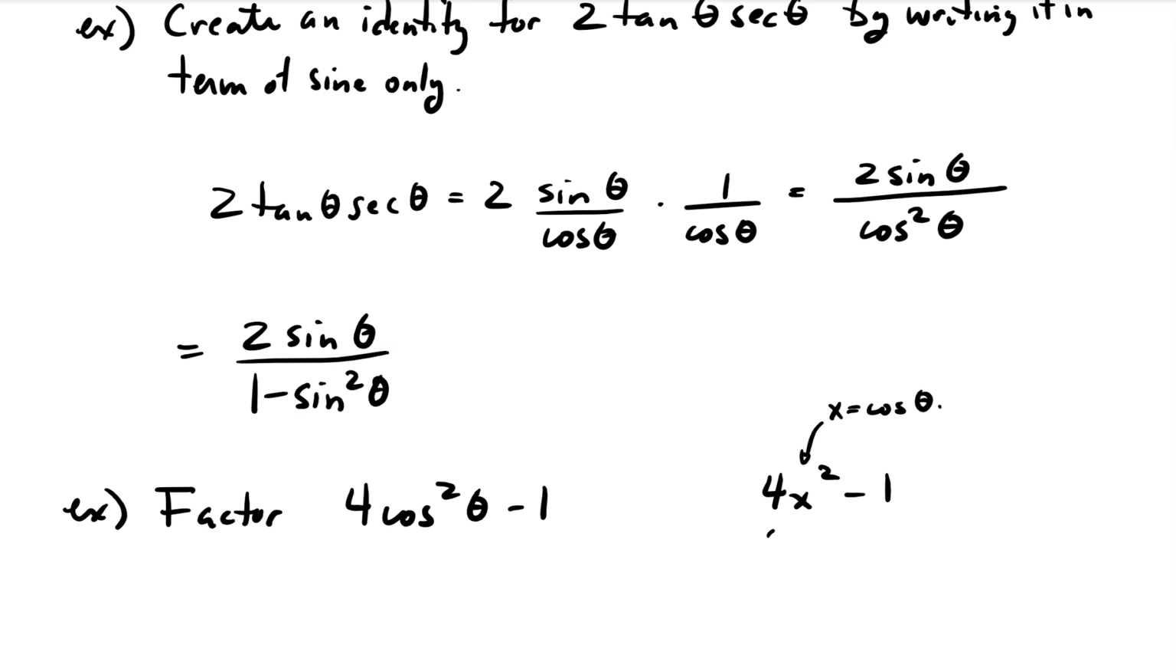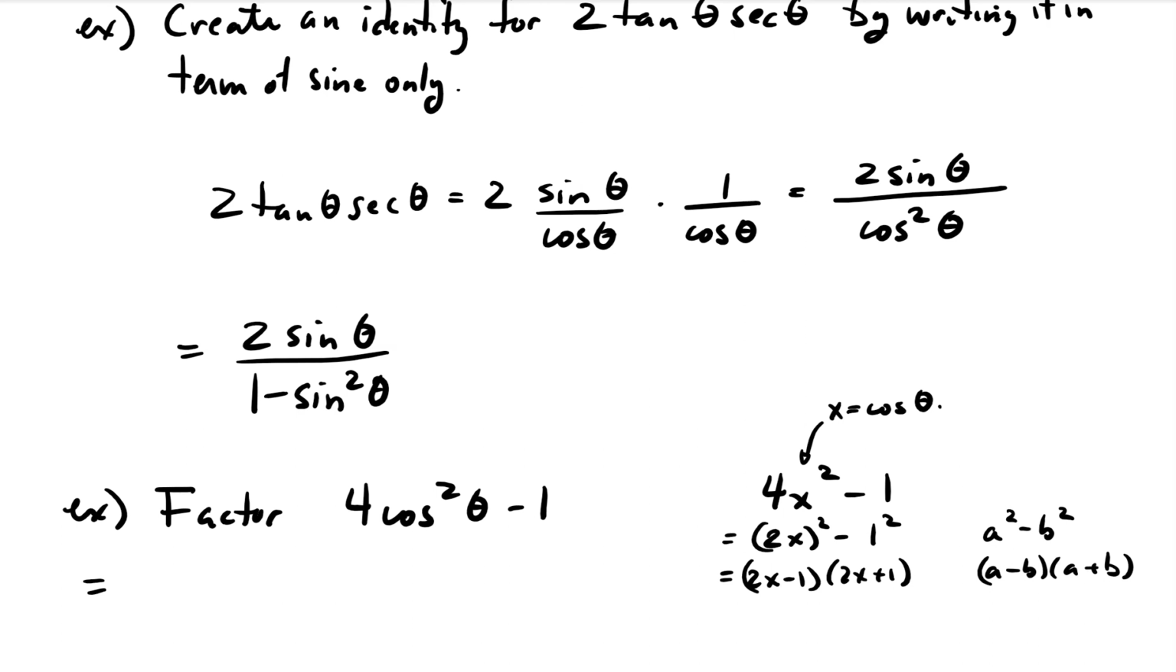So this is the difference of squares, right? This is 2x squared minus 1 squared. So this is of the form a squared minus b squared. So it's going to give me a minus b, a plus b. So this is going to be 2x minus 1, 2x plus 1. So we can apply the same principle here.